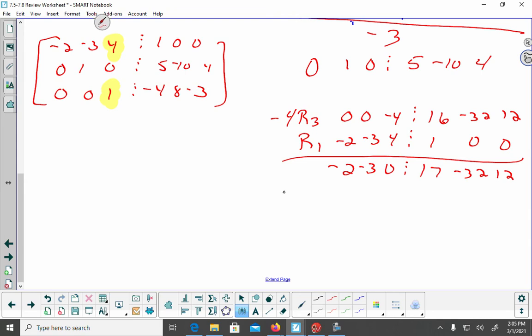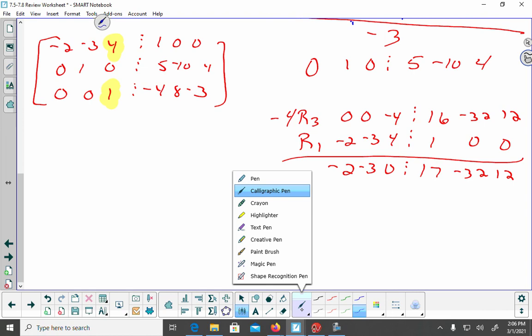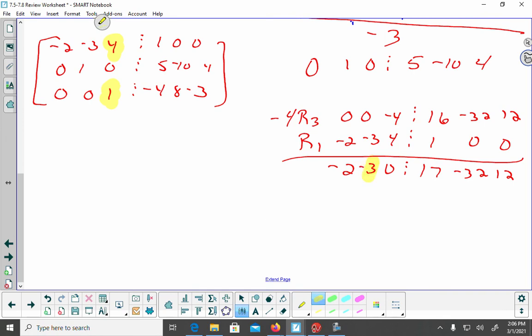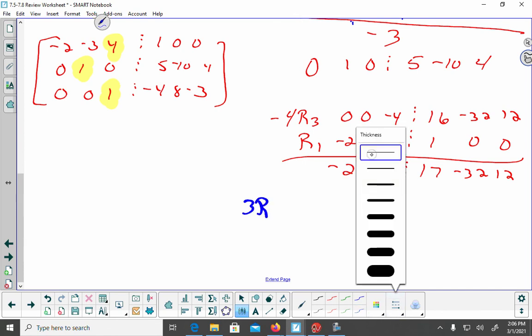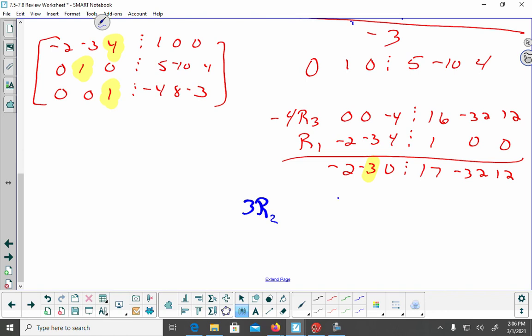Then I'm going to look at this, my row 1, and ask myself, what do I have to multiply row 1 by and row 2 to eliminate that y? And I'm going to choose to multiply by a 3. So I'm going to just write that here. 3 times row 2. So this will be 0, 3, 0, 15, negative 30. Oh, I'm sorry, got distracted. Negative 30 and 12.